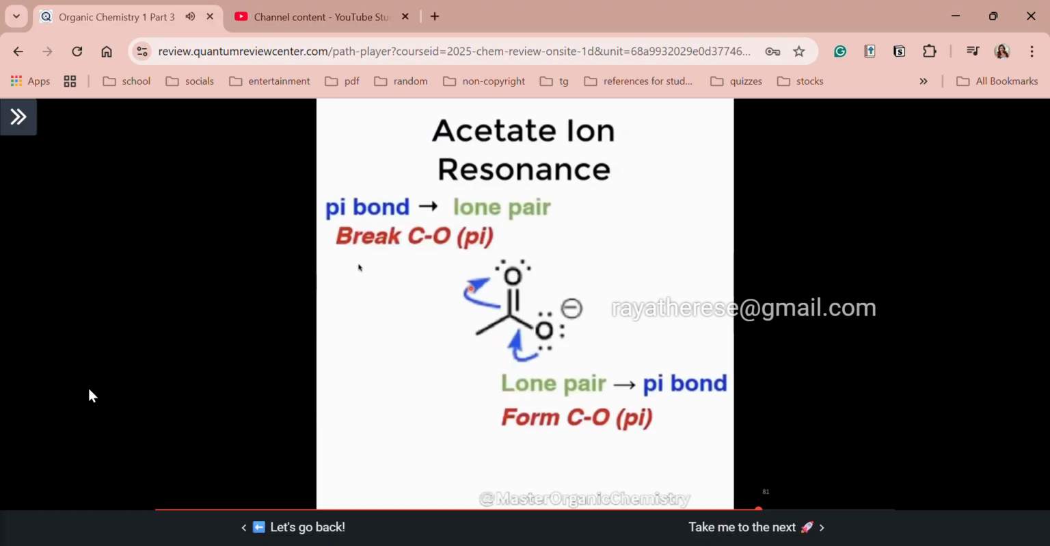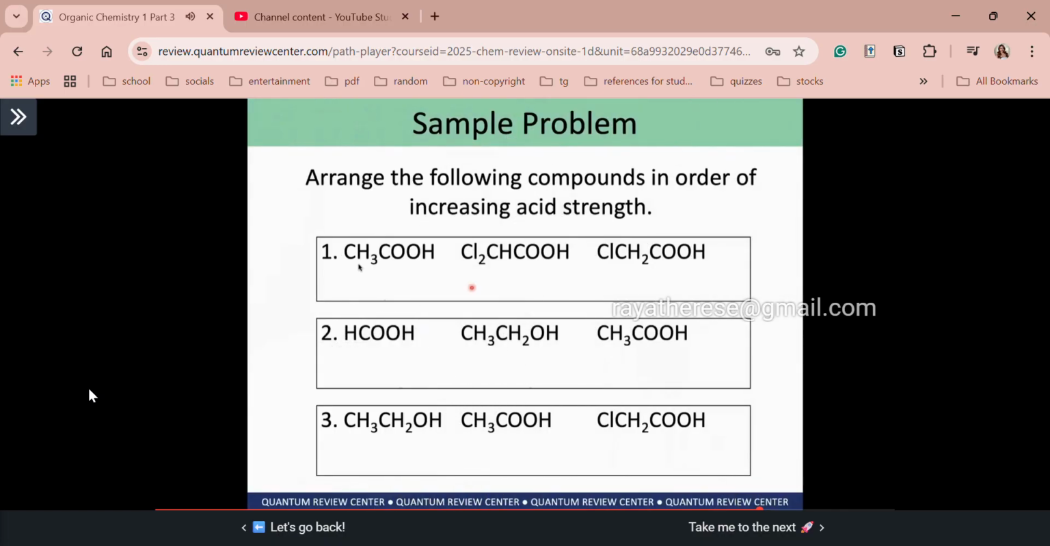Clear? To test your knowledge, let's answer this sample problem. Arrange the following compounds in order of increasing acid strength. First one here, we have your acetic acid. Here we have your dichloroacetic acid, and we also have your monochloroacetic acid, or simply chloroacetic acid. Class, in terms of their acid strength, increasing down. The weaker compound, of course, is the acetic acid only. Remember, it has no electronegative group such as chlorine that can pull electrons. So that's the weakest.